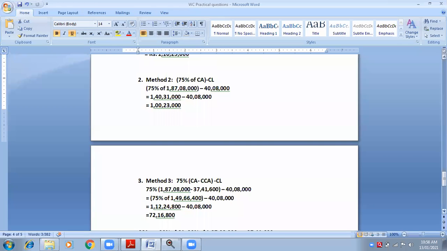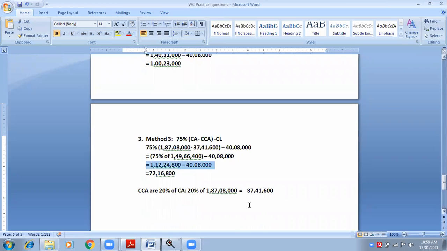You have to apply only formulas, and amounts you already have from your net working capital requirement statement. All amounts will be taken from that statement only, current assets and current liabilities. Only what is new for you is core current asset. So core current assets will always be given. Sometimes they will give you directly the amount. Core current asset is 37 lakhs 41,600. So it will become very, very easy. Directly 37 lakhs 41,600 is given.